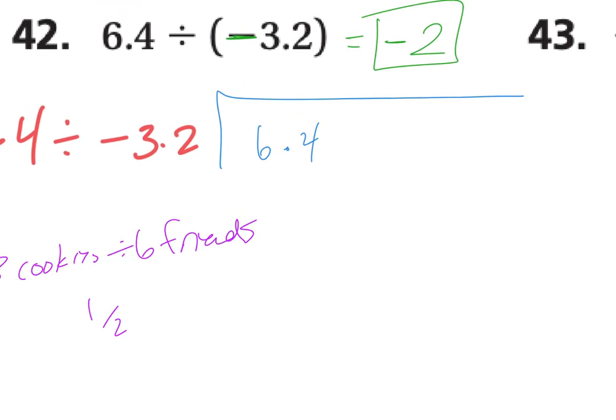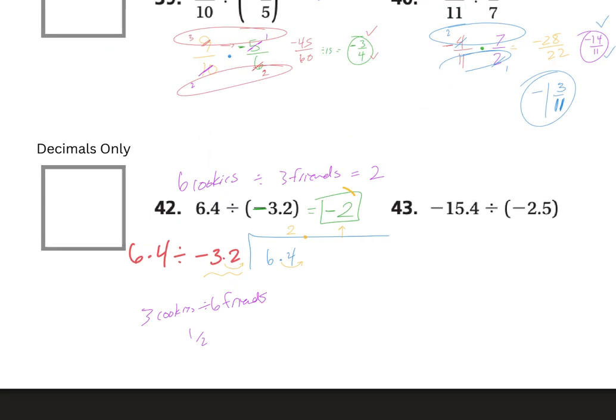All right, we want to know how many times does 3.2 go into 6? What a terrible question to ask. How about this? Let's move the decimal. So instead, we're asking how many times does 32 go into 64? And again, the answer is 2. If you haven't been paying attention, it's -2.